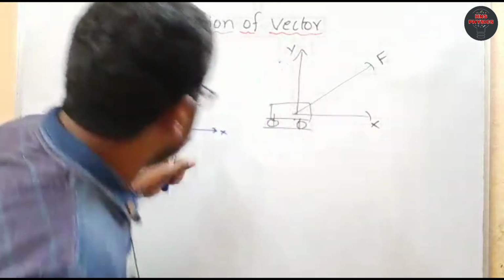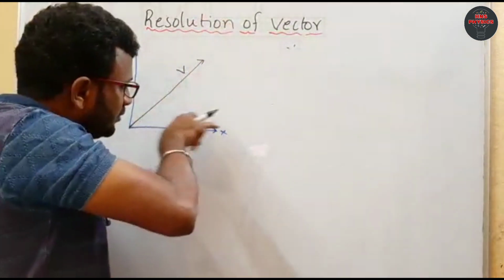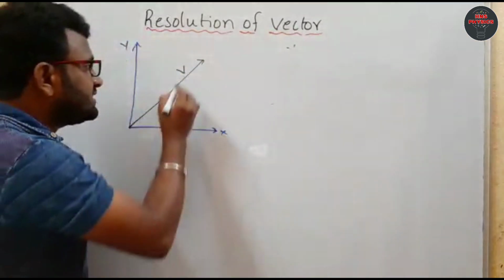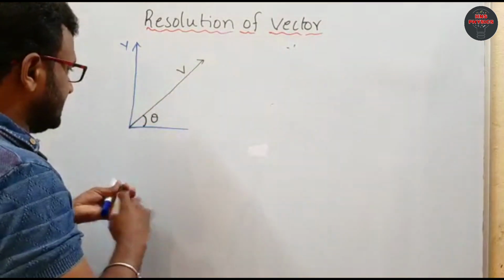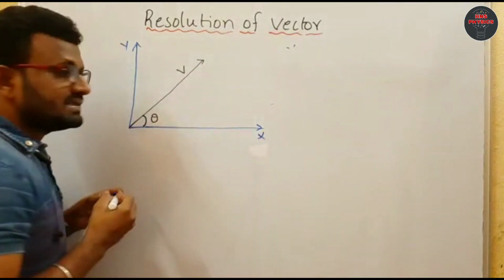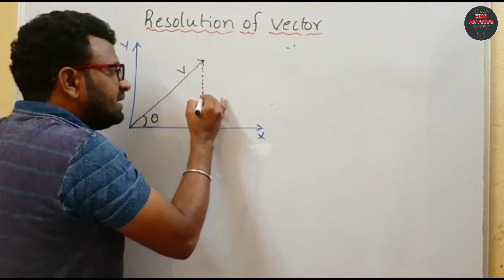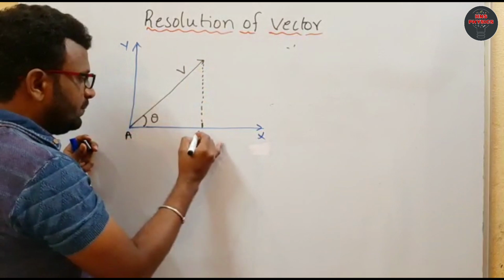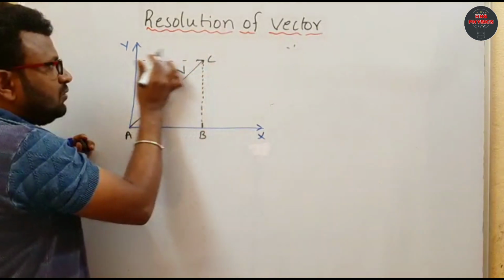Right, now here the velocity is moving in this direction, so there are two types of motions. One is along the x-axis and the other one is along the y-axis. So this velocity vector makes an angle theta with the x-axis. Now I am going to draw one perpendicular line from the vector end to the x-axis, right? So I am going to take here A, B, C, and also we can draw one perpendicular line from the vector end to the y-axis.